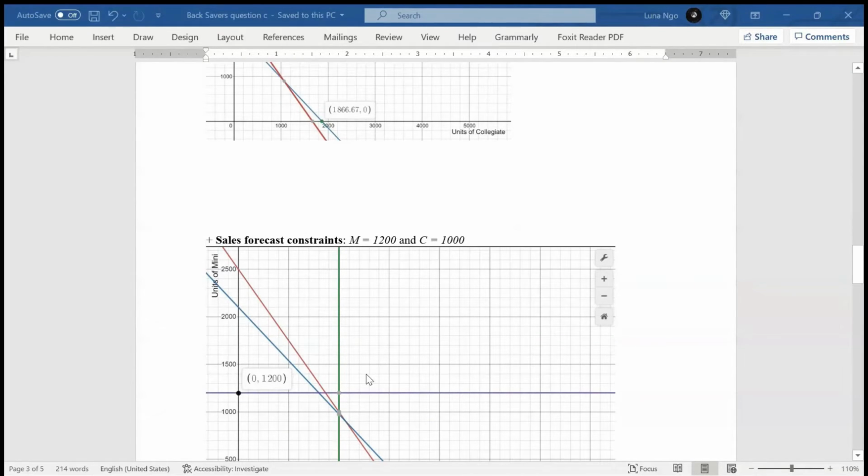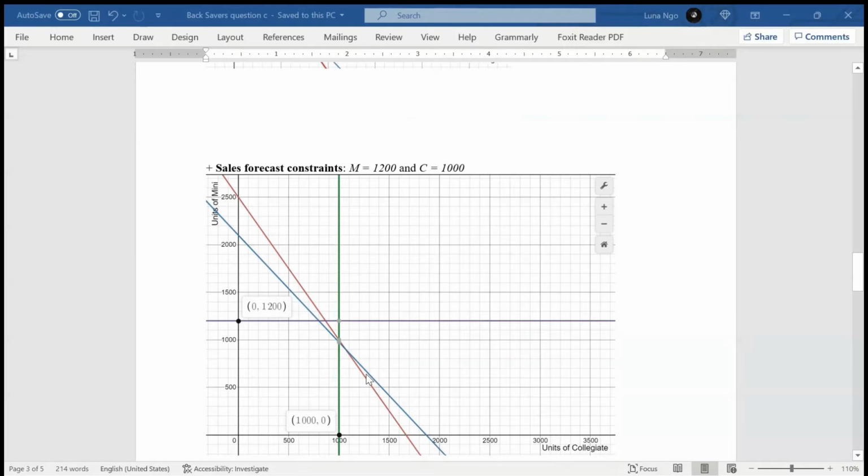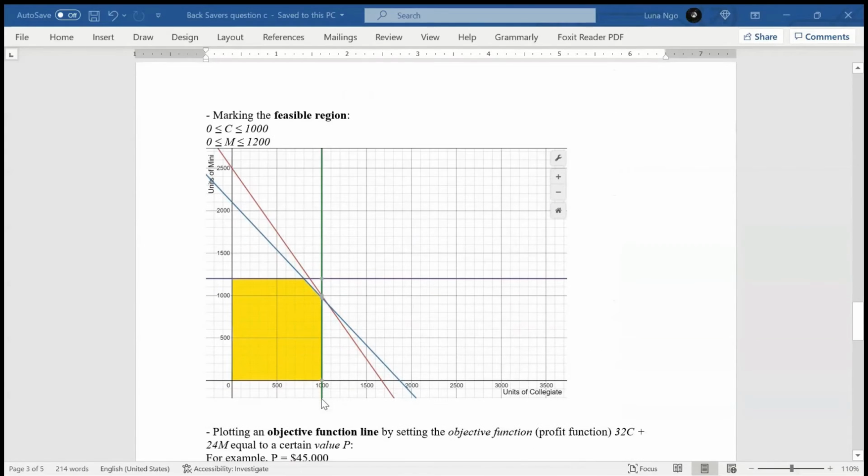The next part is the sales forecast constraints. They are depicted as one horizontal line at M equals 1,200 and one vertical line at C equals 1,000. So a feasible solution must be below and to the left of all of these four constraint lines, while being above the C-axis and to the right of the M-axis. Therefore, we have a feasible region, and it is shown as the highlighted area in the picture below.